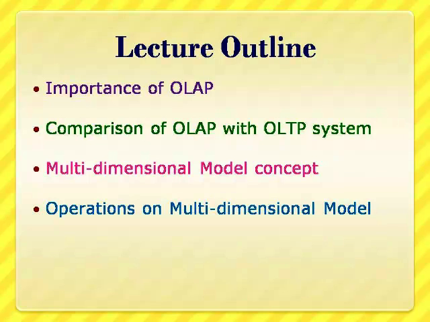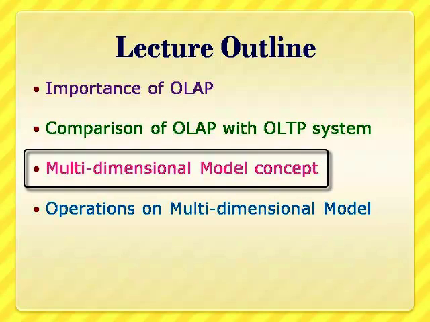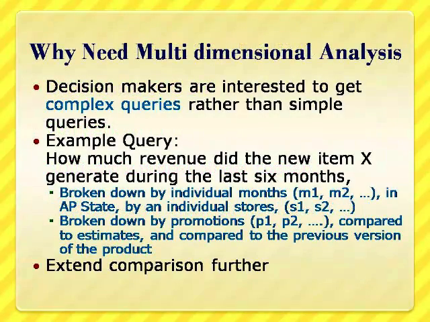Now we talk about the specialty of the OLAP system and how efficiently the analysis is carried out using it. This is possible based on the multidimensional model. Before going into the details of the multidimensional model, we first talk about why we need multidimensional analysis. Queries such as how many units of an item did we sell in the store located in Hyderabad no longer give satisfaction to decision makers.